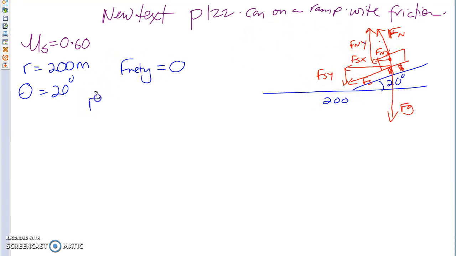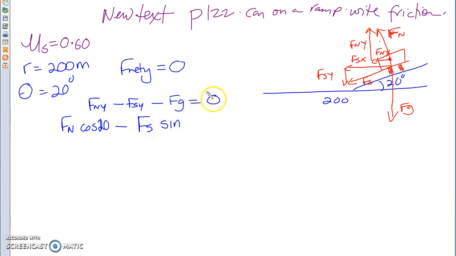So I'm going to say Fny, which is going up, minus Fsy, which is going down, minus Fg, which is going down, which equals 0. There is my system's equation. So far so good. Does this make sense? Okay. Now right here Fny. Now you know Fny is going to be Fn cos of 20 minus Fsy is going to be Fs sine of 20.